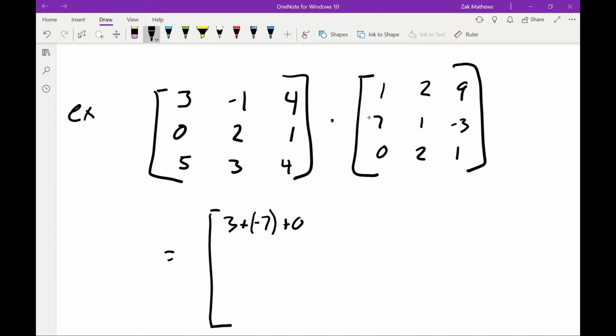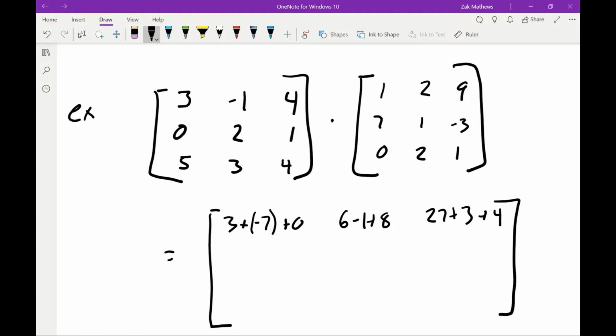Now I'm going to move to the next cell. First row, second column. Notice how I'm in the first row, second column. So I have 3 times 2, that's 6. -1 times 1, it's -1. 4 times 2 is 8. Now I have to do the first row times the third column. I have to make sure every row hits every column. So I have 3 times 9 is 27. -1 times -3 is 3. 4 times 1 is 4.